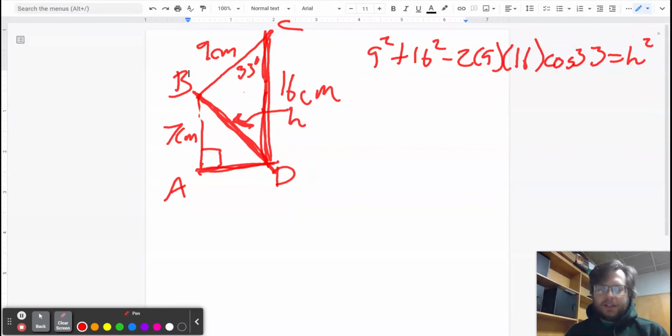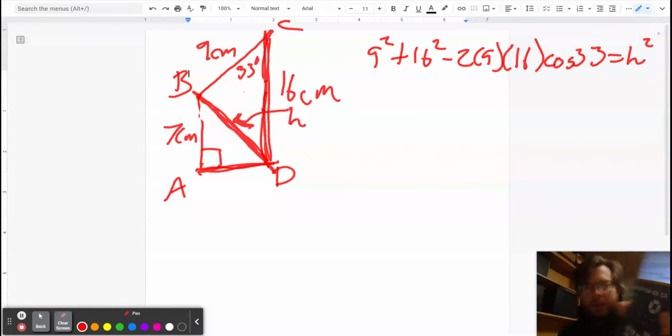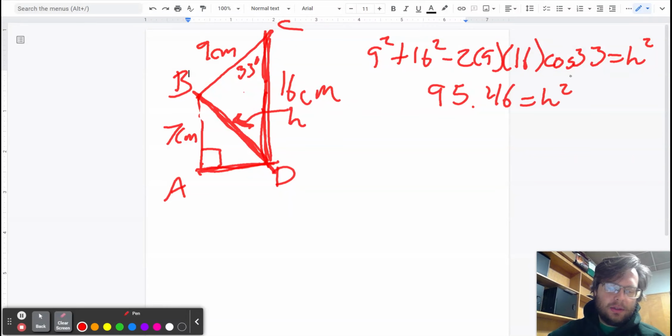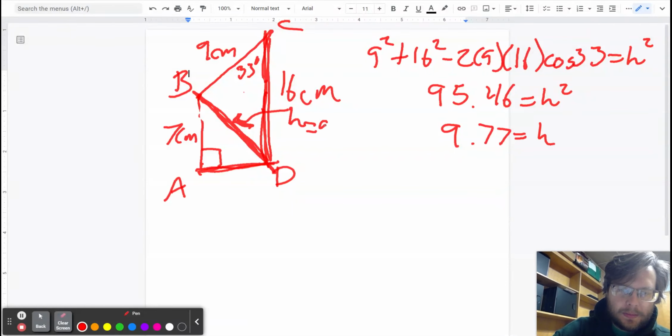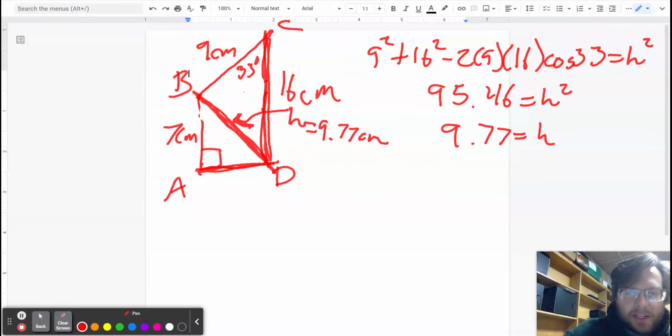Everything on the left side of the equation can be typed into the calculator. So I typed it all in. You can see for yourself. So 95.46 is h squared. And then I do the square root of that. And I get 9.77 is h centimeters. But what I really want is to know what AD is.